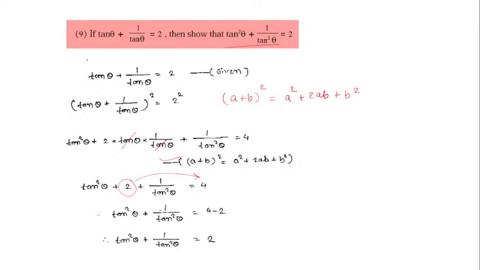So tan square theta plus 1 by tan square theta is equal to 4 minus 2, and 4 minus 2, that's 2. So this is the result we get, that is tan square theta plus 1 by tan square theta is also 2. So this is an interesting question: the value of tan theta plus 1 by tan theta is 2. In the same way, if we make squares and add these two, tan square theta plus 1 by tan square theta would again be 2.